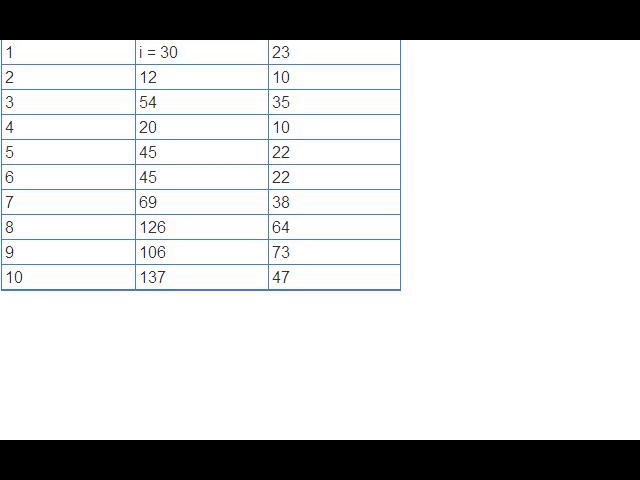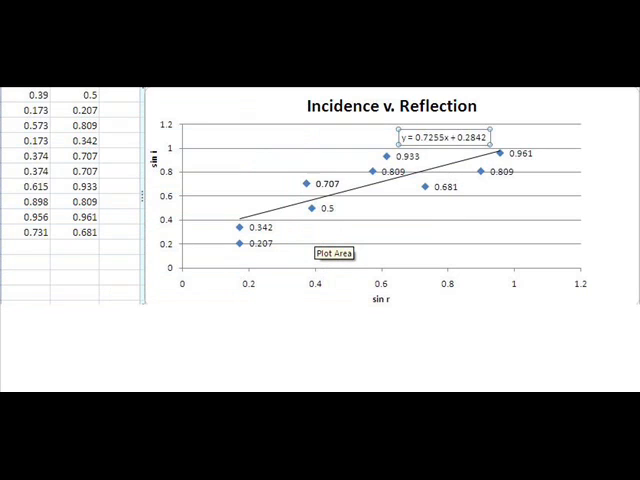6. Angle of incidence 45 degrees, angle of refraction 22 degrees. 7. Angle of incidence 69 degrees, angle of refraction 38 degrees. 8. Incidence 126 degrees, refraction 64 degrees. 9. 106 degrees and 73 degrees, and 10, 137. In this graph, sine I is graphed against sine R. Sine I is on the y-axis. You can see that the slope of the graph gives you the refractive index of Perspex.